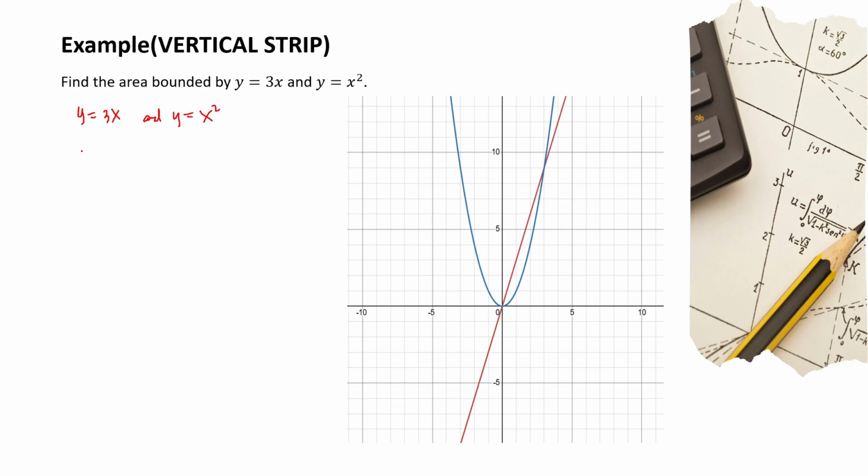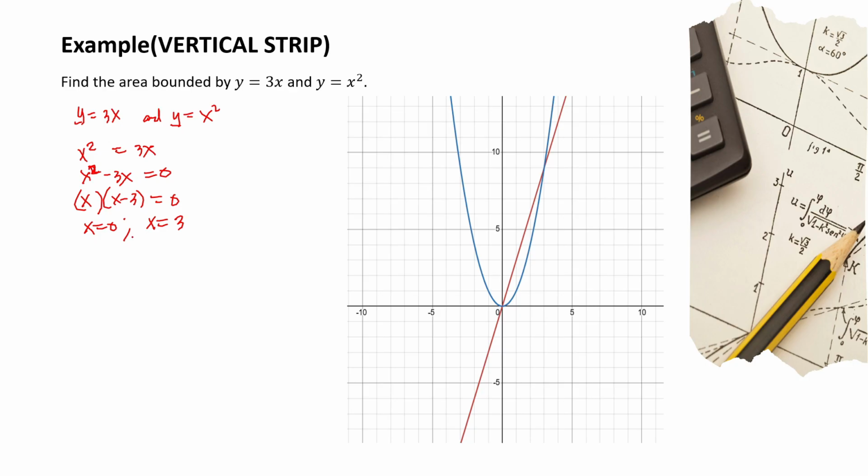So we have here x squared is equal to 3x. So x squared minus 3x is equal to 0. Factor: x times (x minus 3) is equal to 0. So x is equal to 0 and x is equal to 3.